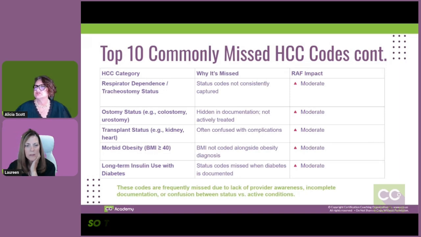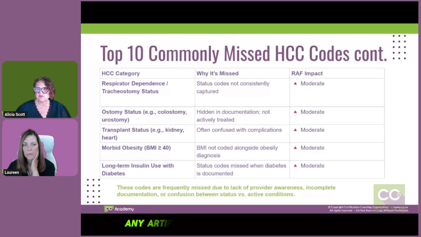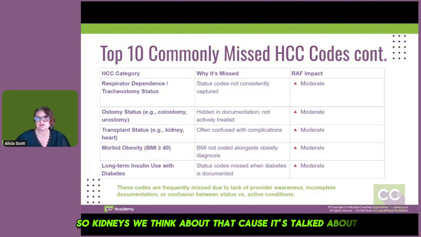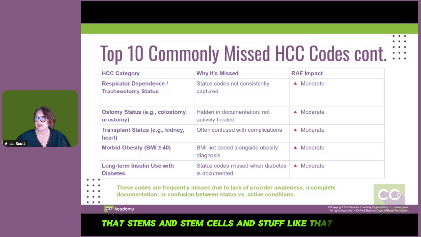Okay, so the tracheostomy, dependence, oxygen, ostomies, any artificial opening, urostomy, a lot of times that's overlooked. Transplant status, kidneys, but think of all the things that could be transplanted. So kidneys, we think about that because it's talked about. But you can have a liver transplant, a lung transplant. There are some others, stem cells and stuff like that.